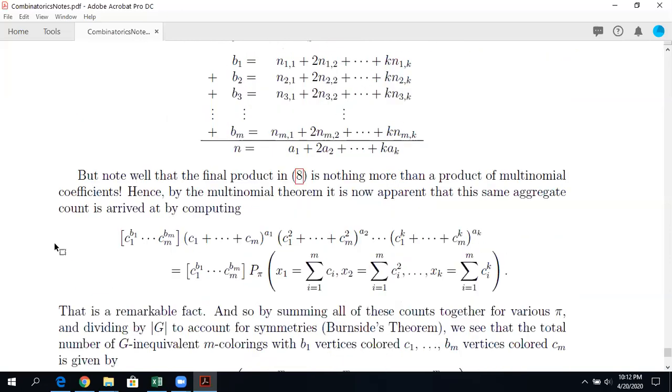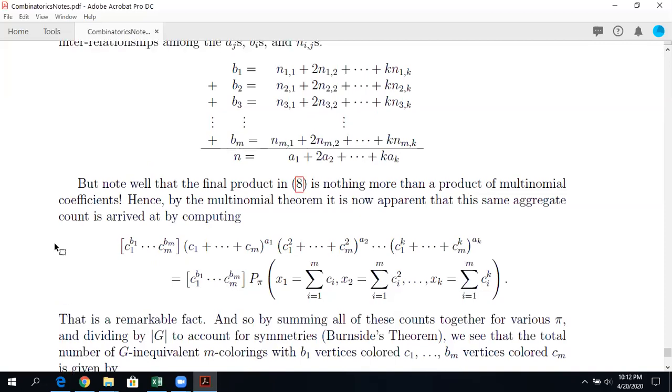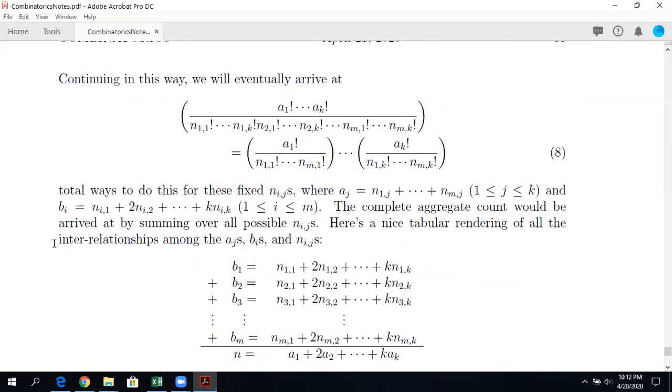if you go down here and you say, well, what if I wanted the coefficient of C1 to the B1 all the way through Cm to the Bm? I'm telling you, if you plug in x1 equal to C1 plus C2 plus et cetera plus Cm raised to the A1, remember the term was just x1 to the A1, x2 to the A2, and I'm replacing it by what the Polya enumeration formula said to do. I'm telling you, you're going to get exactly something that looks like that when you expand this thing out. Okay, it's a little bit nasty, but you end up getting exactly that.